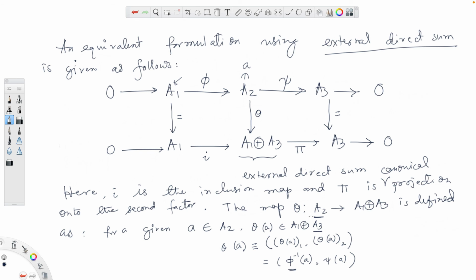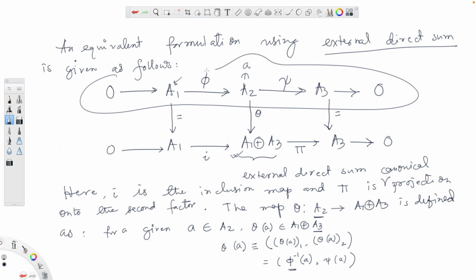With the help of this map theta, by means of the external direct sum, we can define a split exact sequence. When this diagram commutes, we say that the sequence we started with is a split exact sequence, or that the exact sequence is said to split.